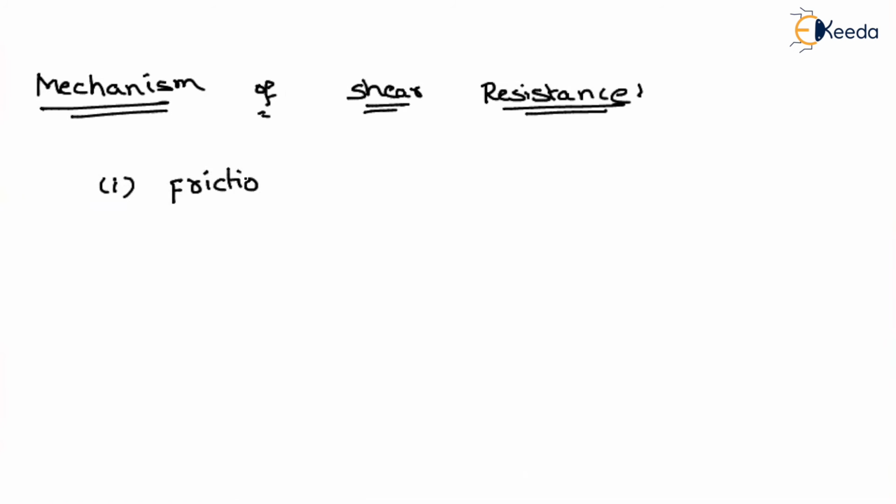As we know everything about friction, what is meant by friction? There exists a resisting force parallel to the surface, opposite to the direction of the force. Frictional resistance depends upon the type of the surface particle. And the second one we'll talk about is the interlocking of particles.